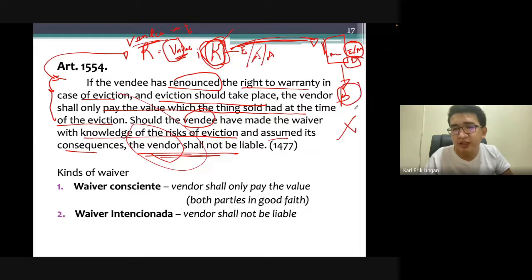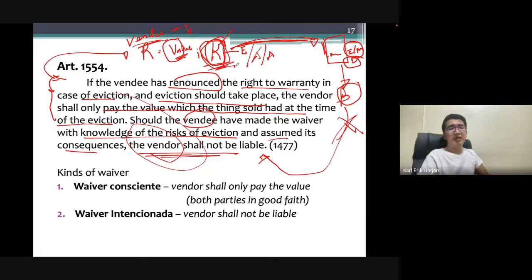Tapos pag na-evict ka, sasabihin mo, liable din si vendor. No, hindi na liable si vendor. Why? Because you are already operated in bad faith. Okay? Dalawa ang klase ng waiver na yan. Waiver consciente and waiver intentionada. Okay? When we say waiver consciente, ni-renounce ni vendee yung right to warranty in case of eviction in good faith.